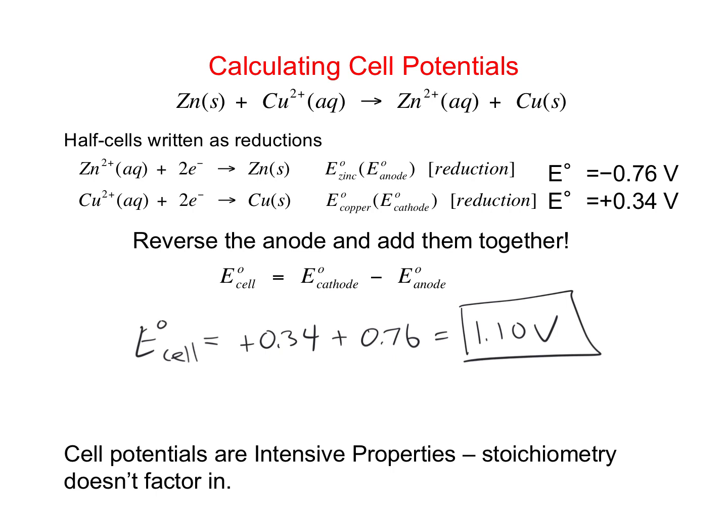Now, one important thing to point out that's different between delta G and delta H and delta S is that the cell potentials are intensive properties. It doesn't matter what the stoichiometry is. And so if this reaction had to have been run twice, so if I really had 2 Cu2 plus going to 2 Cu, it doesn't matter. The cell potential wouldn't change. And we'll see that in some of the examples that we do.